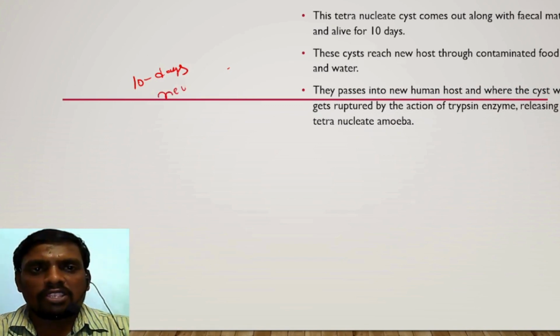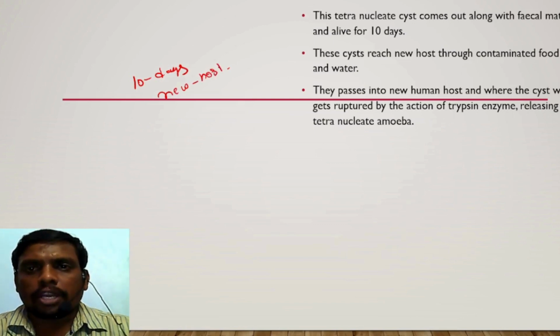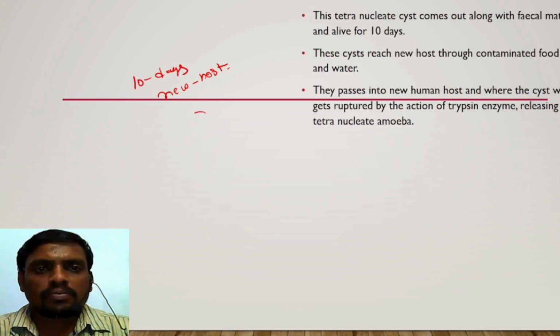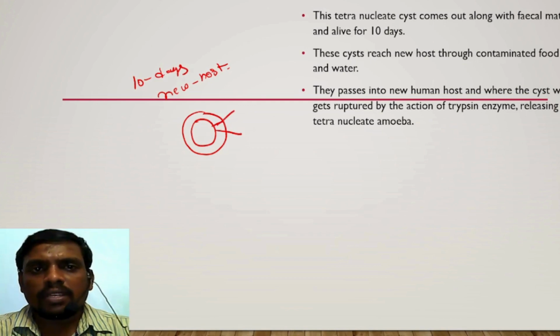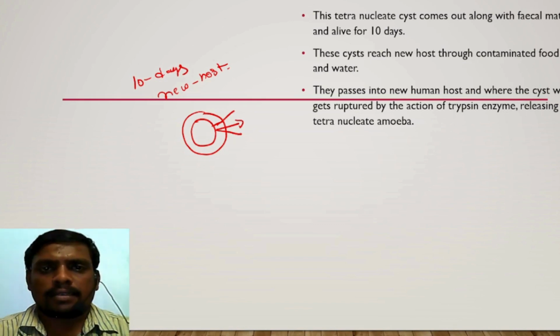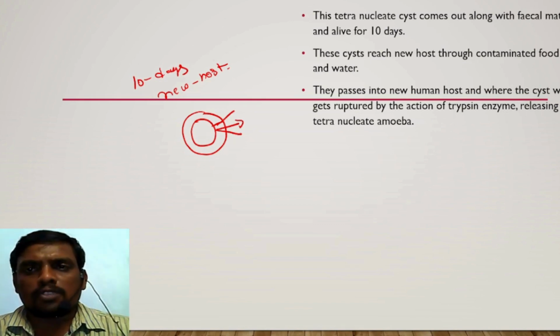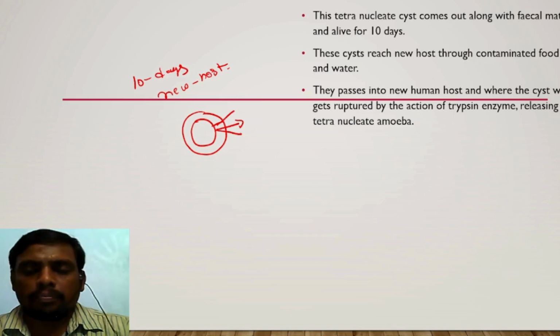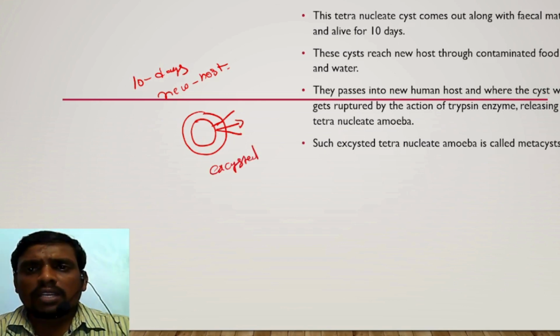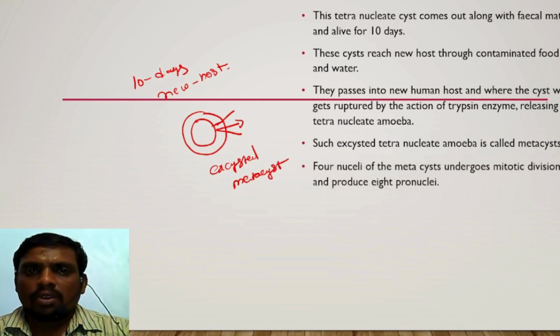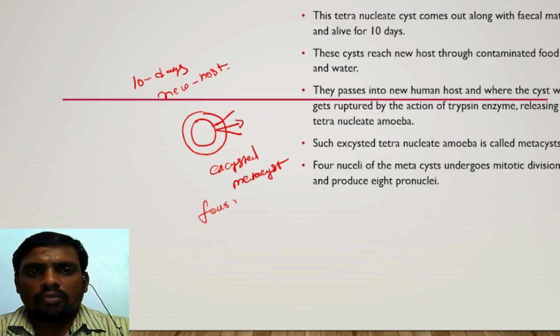If they reach a new host, the cyst wall gets ruptured. After rupturing, the action of the trypsin enzyme takes place. This trypsin enzyme leads to the release of the tetranucleate amoeba. Such an excysted tetranucleate amoeba is called a metacyst. Four nuclei of the metacyst.